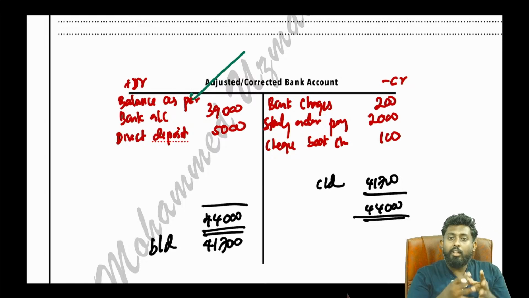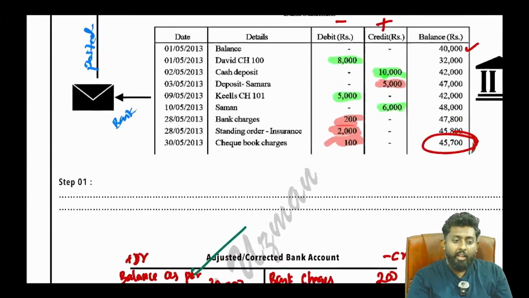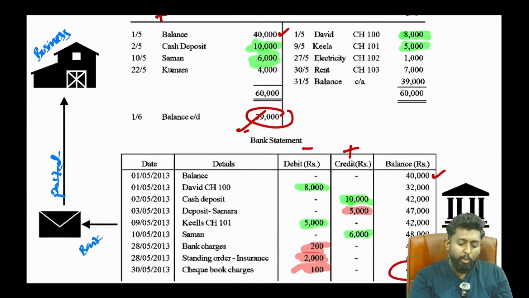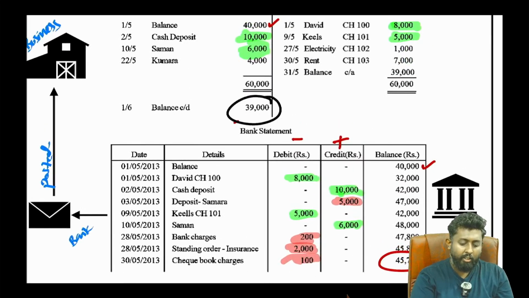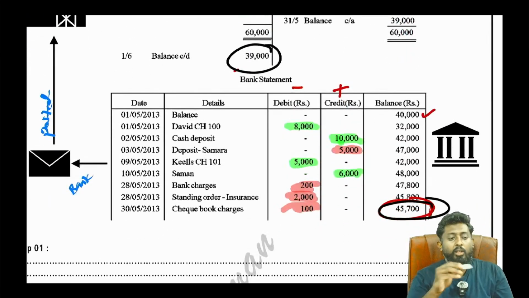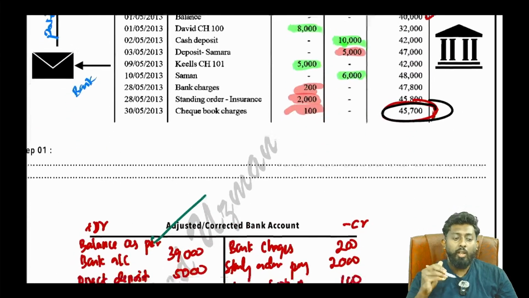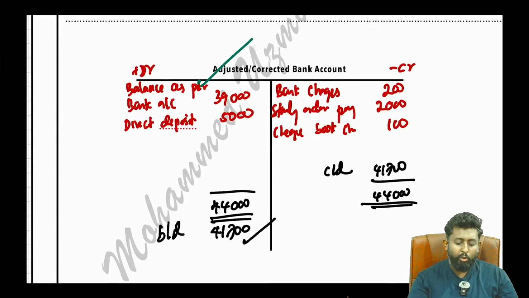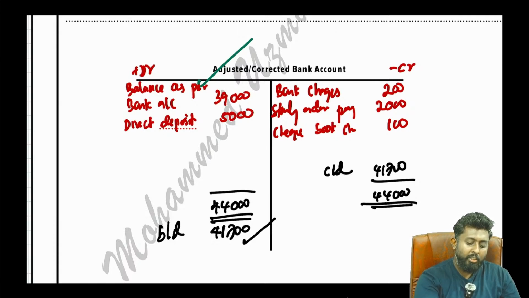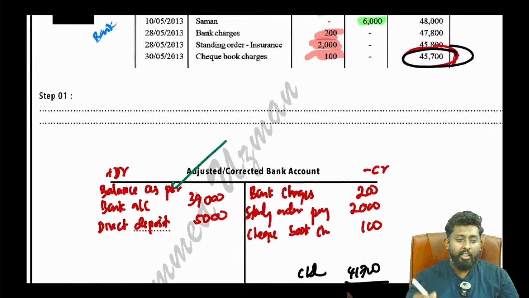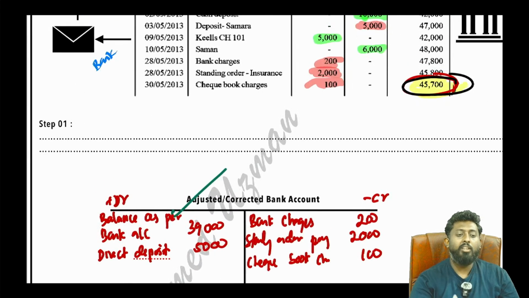But however, we had a problem between this 39,000 and 45,700. But now we don't have an issue between these two. Now the 39 is corrected to 41,700. So now our problem is what? The correct balance, which is 41,700, is not agreeing with 45,700.